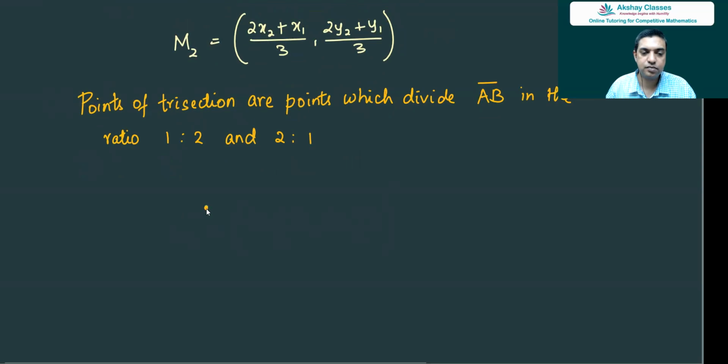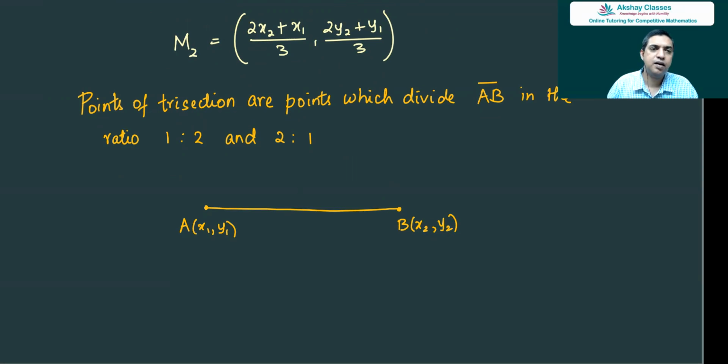So this is the point A, (x1, y1). This is the point B, (x2, y2). And we have points M1 and M2. So AM1 is to M1B is 1:2. That means if this length is L, M1B will be 2L.